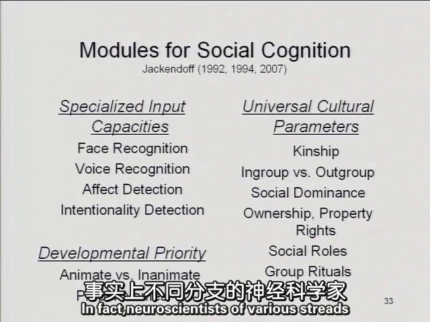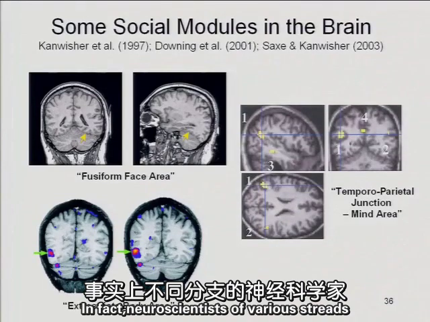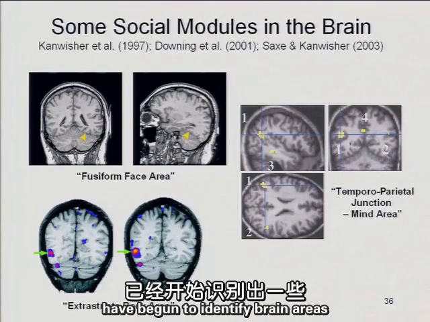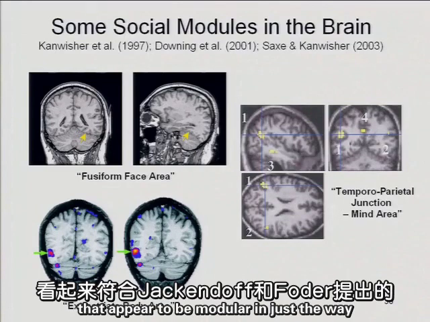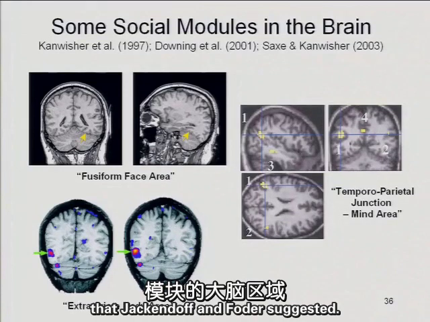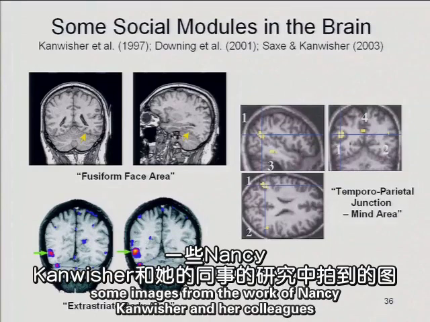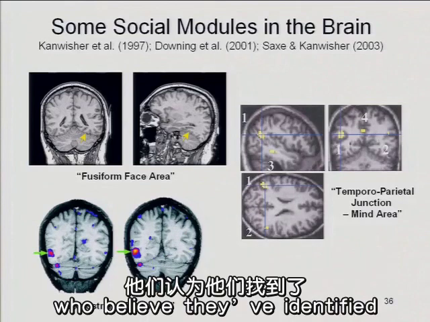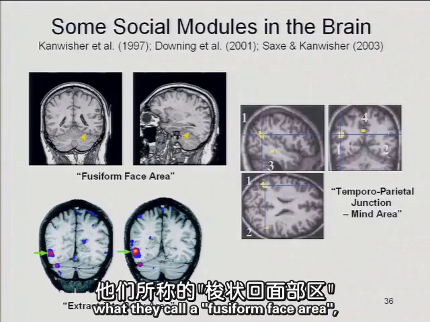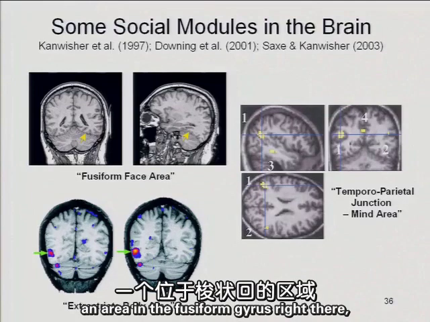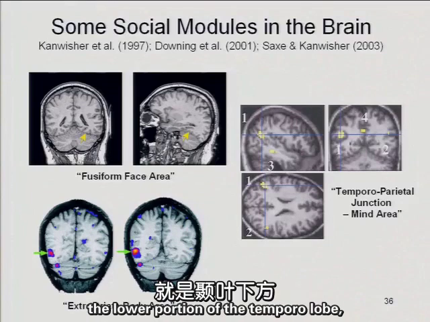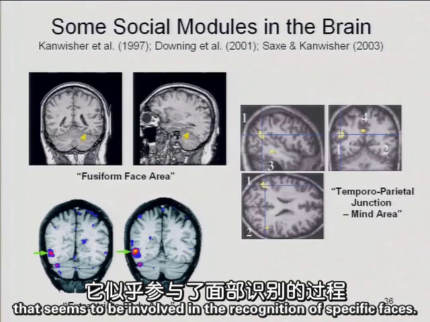In fact, neuroscientists of various stripes have begun to identify brain areas that appear to be modular in just the way that Jackendoff and Fodor suggested. Here, for example, are some images from the work of Nancy Kanwisher and her colleagues, who believe they've identified what they call a fusiform face area, an area in the fusiform gyrus right there, the lower portion of the temporal lobe, that seems to be involved in the recognition of specific faces.